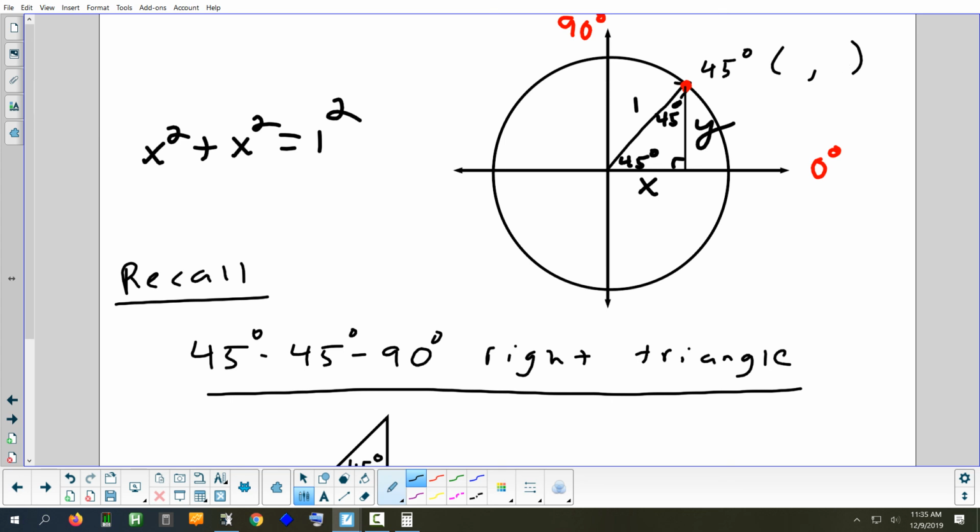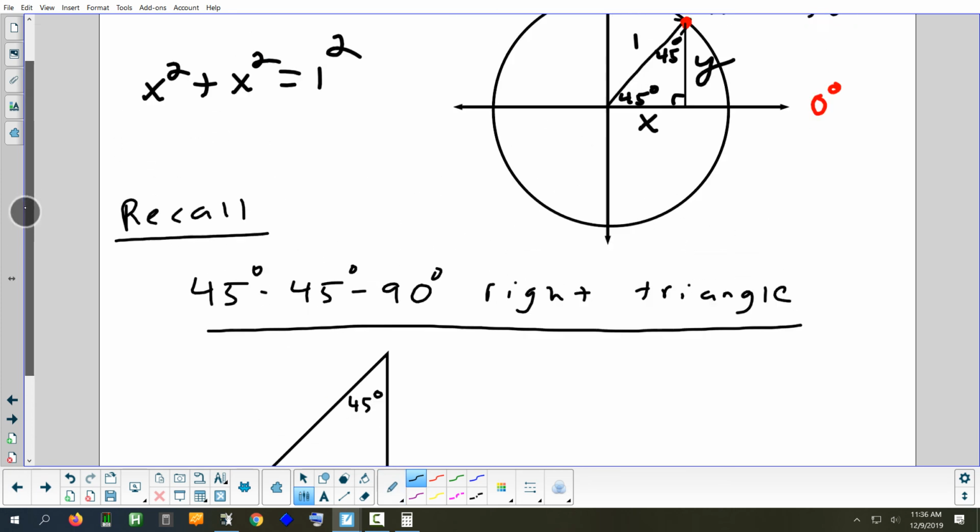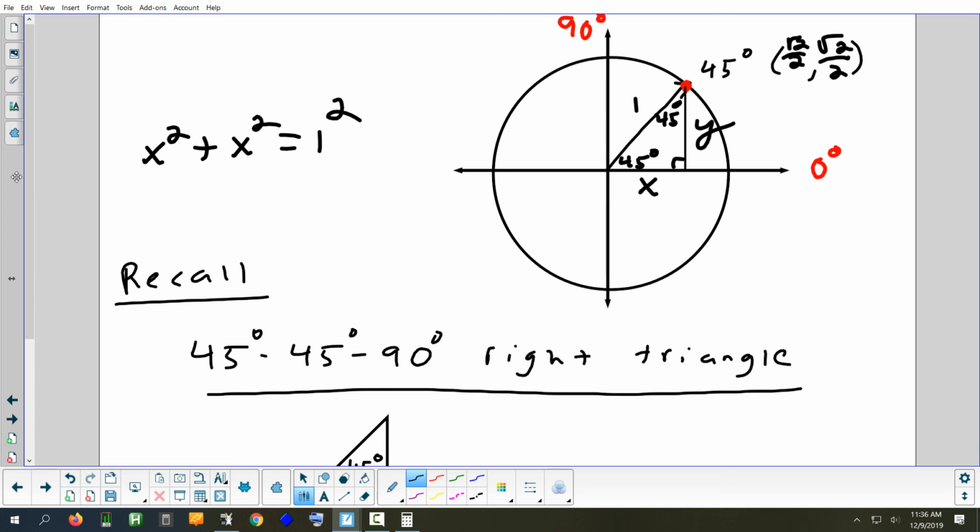Square root 2 over 2, comma, square root 2 over 2. That is the coordinate for a 45-degree angle, and that never changes. Okay? Again, using the Pythagorean Theorem is how you prove that. We're not going to go through that part of the proof. It'd take an extra minute or two, but chop that off. Okay, so that's a coordinate you want to remember. Square root 2 over 2, square root 2 over 2.